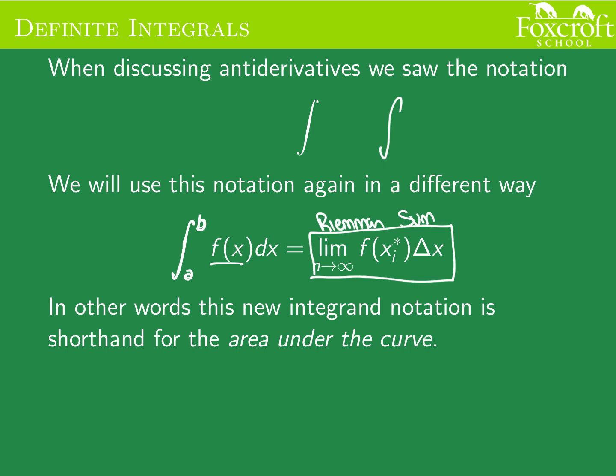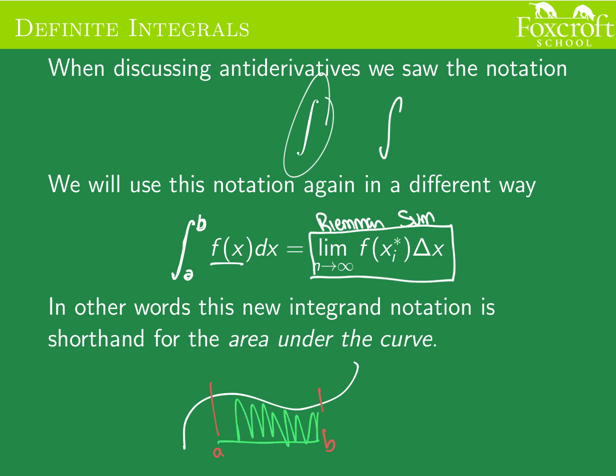So basically now this integral, when we put no values on it, that's just saying take the antiderivative. When we start putting values on it, now this is saying find the area under the curve from A to B. So if we had some curve, we had A here and B here, we would just be looking for this area. That's what this notation would be saying.